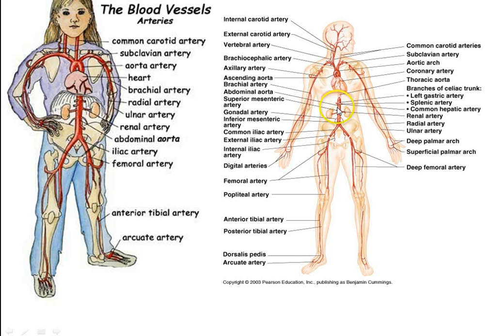The first branch is called the renal artery. The renal artery is going to take blood to the kidneys. You can see these on the torso model. The kidneys you should recognize from the first lab, so that's the renal artery.